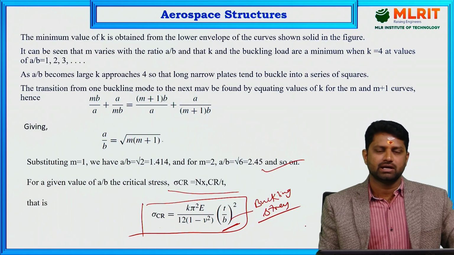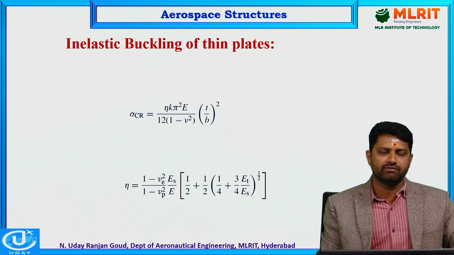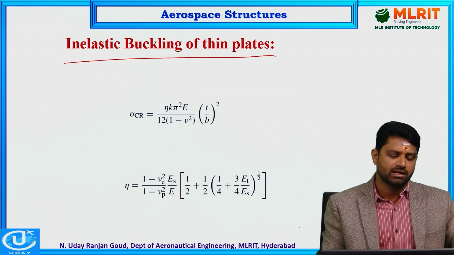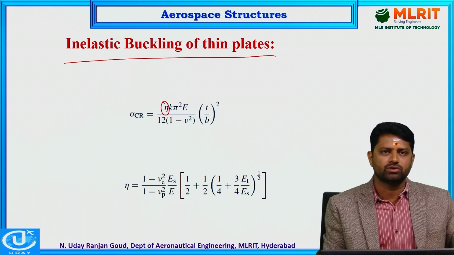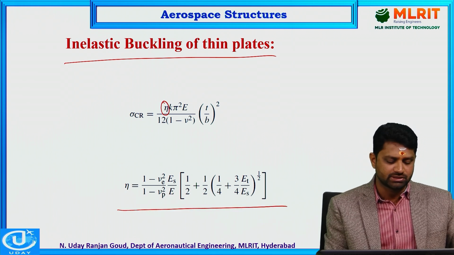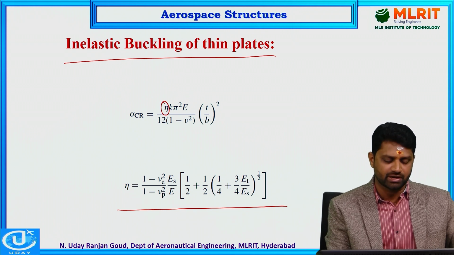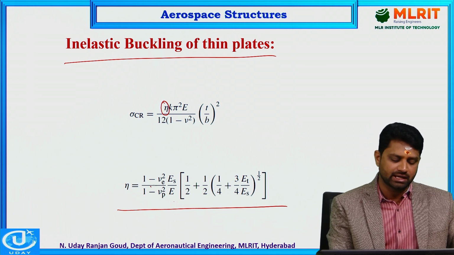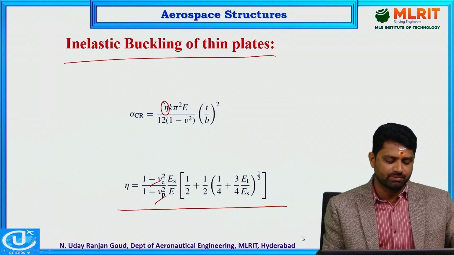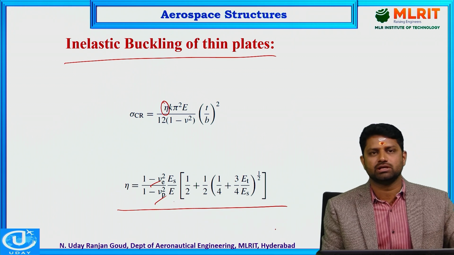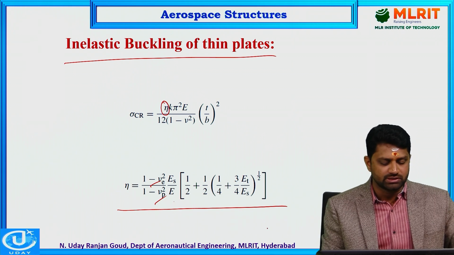Now till now we have seen the elastic buckling of plates, and in this slide we are seeing inelastic buckling of plates. For inelastic buckling of plates we use a similar formula, and we add an eta factor, where eta is given by experimental evidence, that is equal to (1 minus nu e square) into Es divided by (1 minus nu p square) into E, into 1 by 2 plus 1 by 2 of (1 by 4 plus 3 by 4 into Et by Es) whole to the power of 1 by 2, where nu e and nu p are the Poisson's ratios in the elastic and plastic zones, and Es and Et are the secant modulus and tangent modulus for any particular plate. Okay, so this we got from experimental evidence.